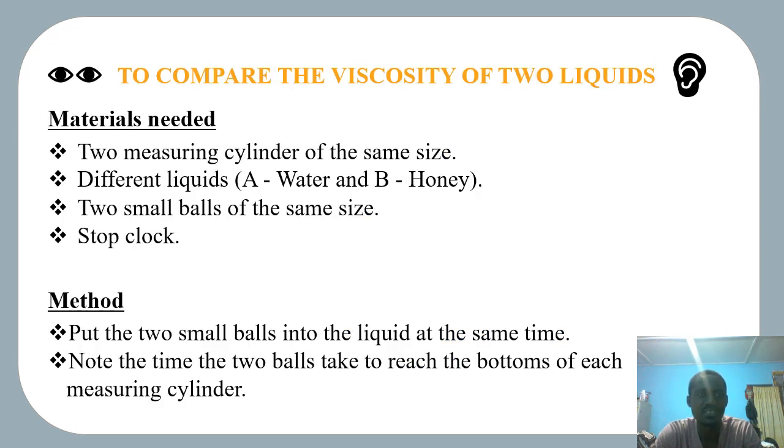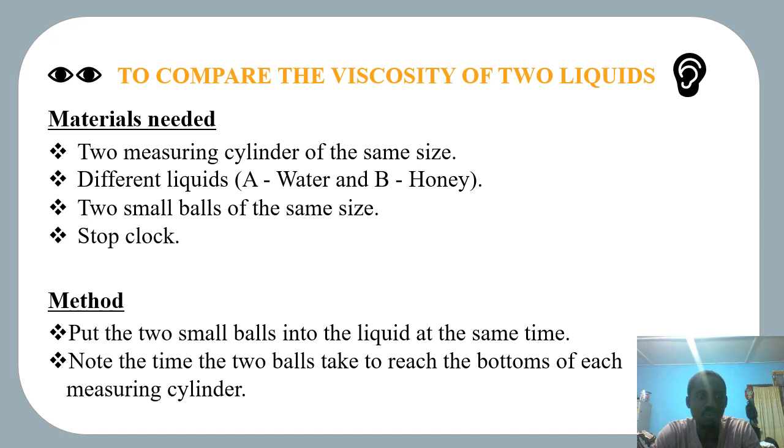So let's look at some simple experiments to compare the viscosity of two liquids. So we are taking two liquids to compare their viscosity, that's the friction that is taking place inside what? Liquid. So first, the materials we need: two measuring cylinders, as we learned from first year. Then we have two different liquids, A, water, and B, honey. Then we look at two small balls, like ball bearings. We pick ones of the same size. Then we need a stop clock.